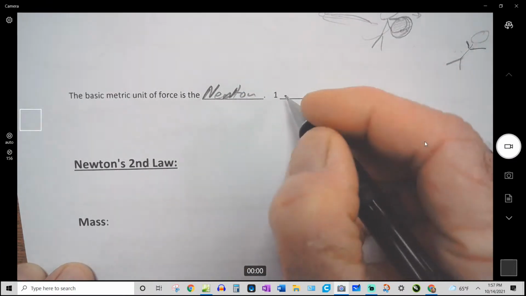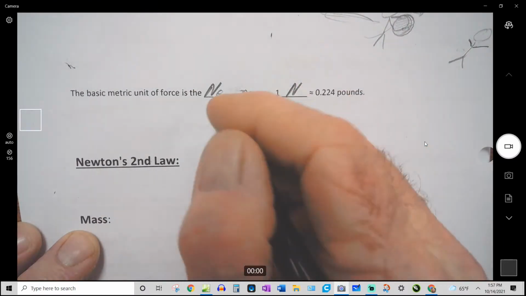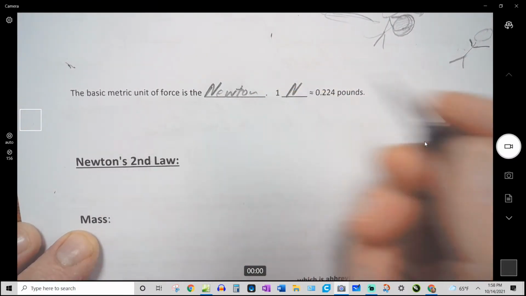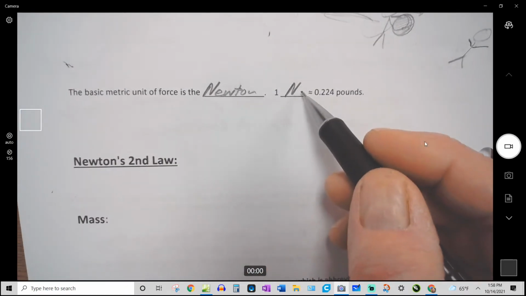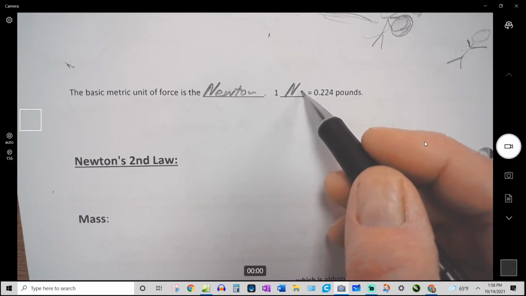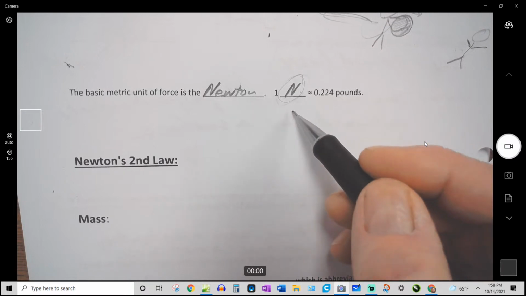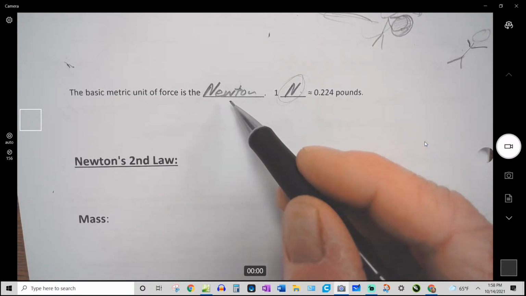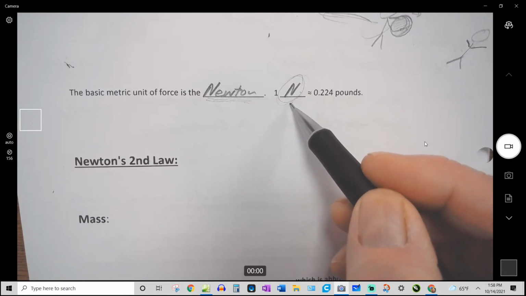And the symbol is just a capital N, or the abbreviation is a capital N. Have we been over why some things are capitalized and some aren't? Sometimes you have a lowercase letter and sometimes an uppercase, but here it's an uppercase N. Why? It's a proper noun. It was named after Sir Isaac Newton. So all of them that are named after people are capitals.